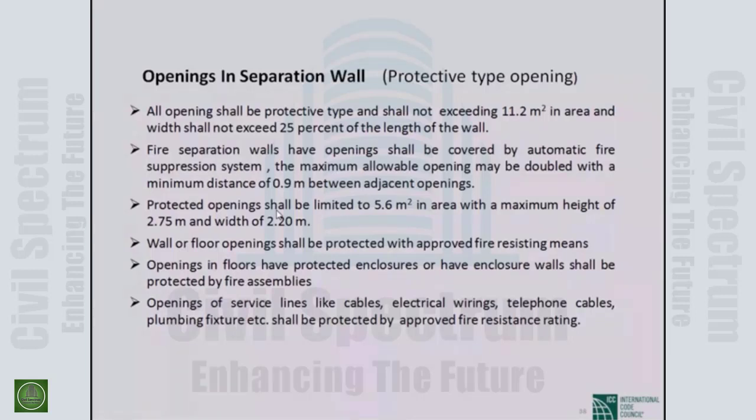So these are also vertical openings to the floors. So in all the cases, you have to protect accordingly with protection along the floor or protection along by the enclosure.